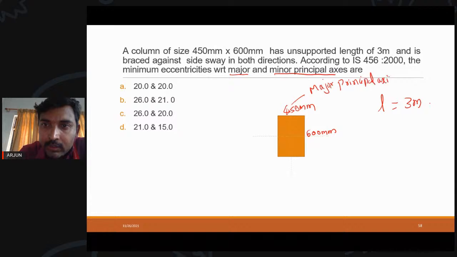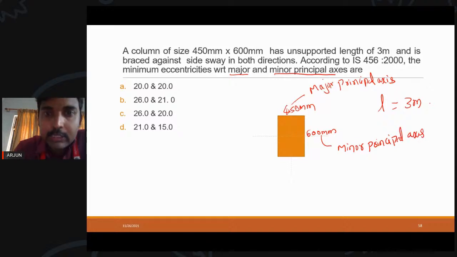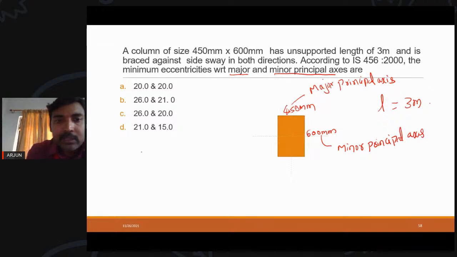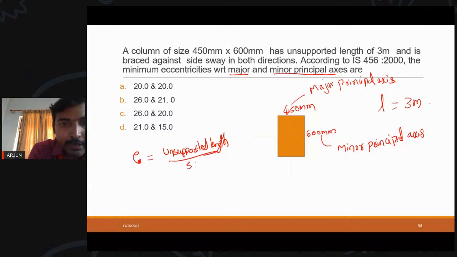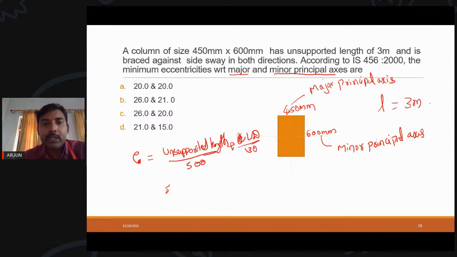So in this case, parallel to 600 mm, whichever is the axis there, that should be considered as major principal axis, and this one is minor principal axis. Okay, so while considering the major principal axis, we know that minimum e is equal to unsupported length divided by 500 plus lateral dimension divided by 30. That should be the equation for e.